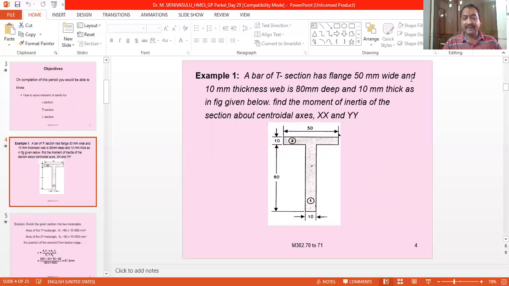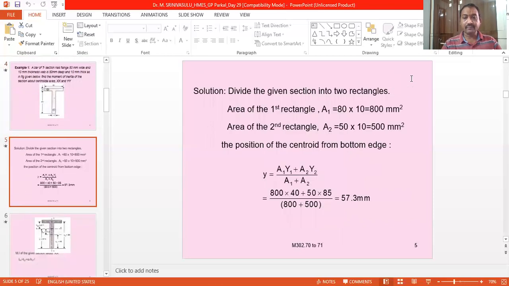For this given T section, we have to find out the IX bar and IY bar. That is the moment of inertia of the given T section about XX, which is passing through the centroid, and also about YY, which is also passing through the centroid. They are called the central axis XX and YY. Now, after taking the figure, coming to the solution part.